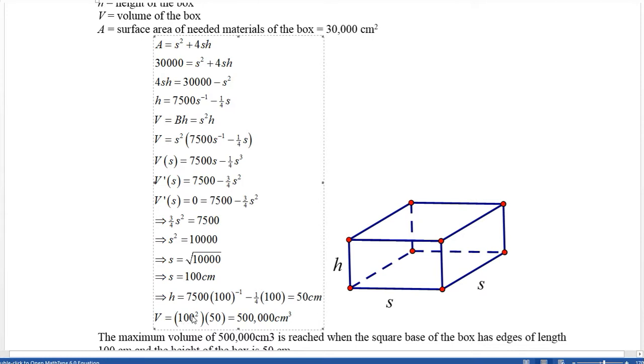And of course, the volume is 100 squared times 50, which is 500,000 cubic centimeters, and that is a pretty good sized box. But that's the maximum you can make a box with that amount of material.